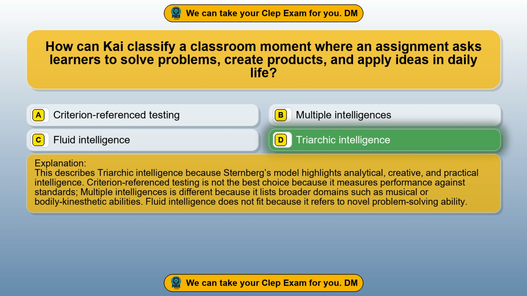This describes triarchic intelligence because Sternberg's model highlights analytical, creative, and practical intelligence. Criterion reference testing is not the best choice because it measures performance against standards. Multiple intelligences is different because it lists broader domains such as musical or bodily kinesthetic abilities. Fluid intelligence does not fit because it refers to novel problem-solving ability.